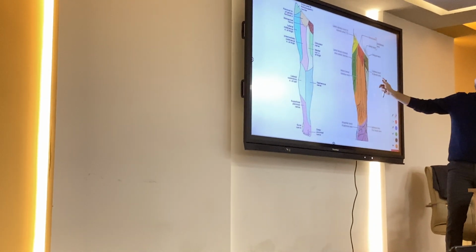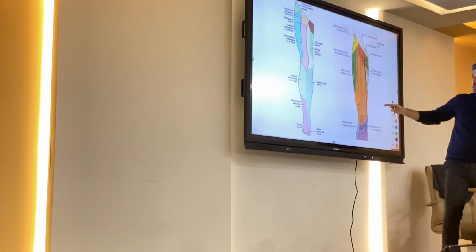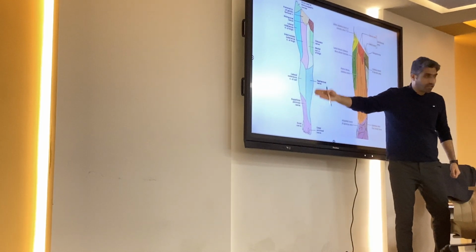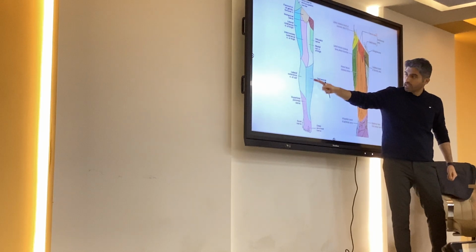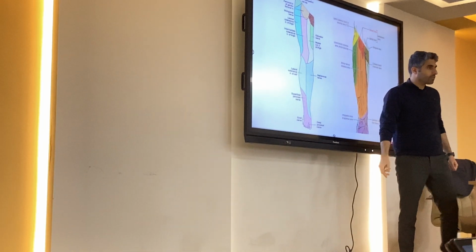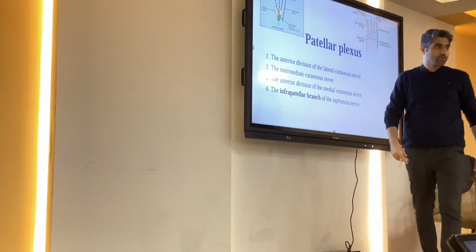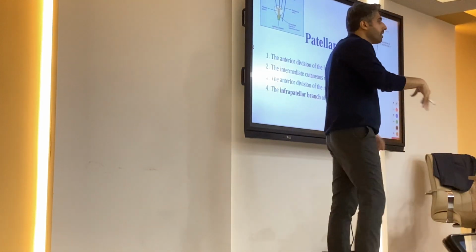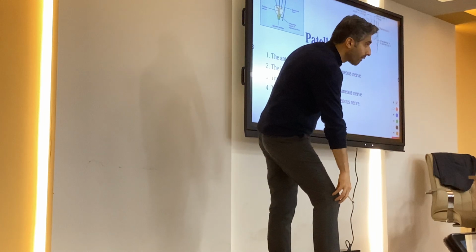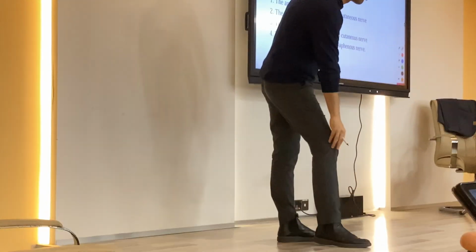Look at this picture I told you. Look at the saphenous nerve. Medial side of the knee, medial side of the leg. We have one plexus, a network, around the patella. Around the patella, the patellar plexus.